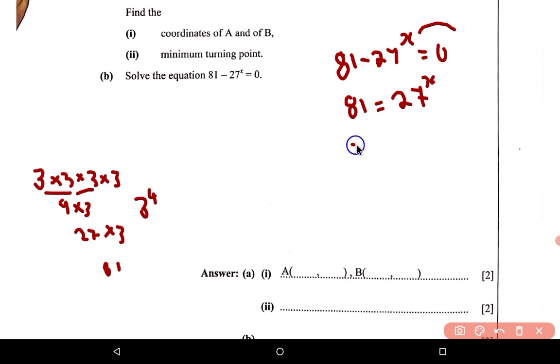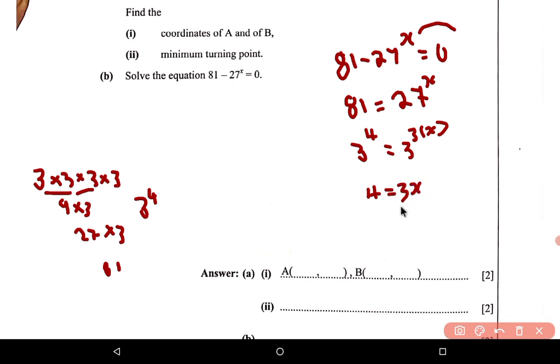So when we say 3 to the power 4, this is the same as 81. So 3 to the power 4 is the same as 81. And then here, when we say 3 to the power 3, same as 27. Now remember there is an x there. So long as the bases are the same, you can equate the powers. The powers are also the same. So 4 is equal to 3x.